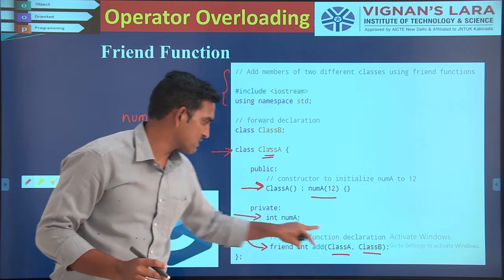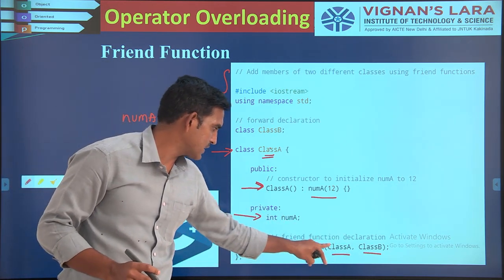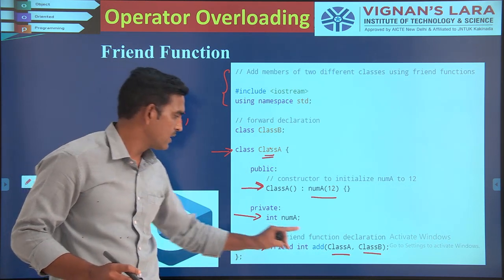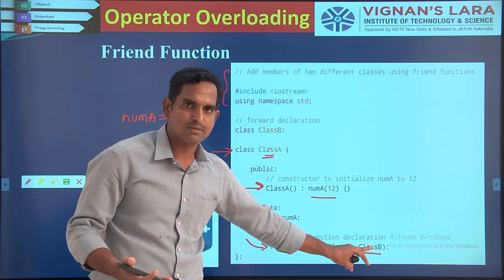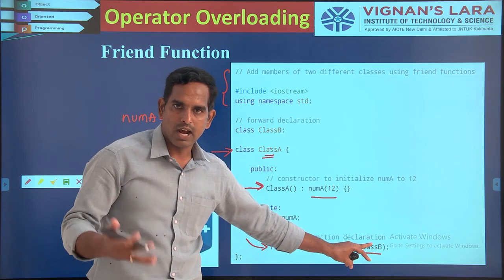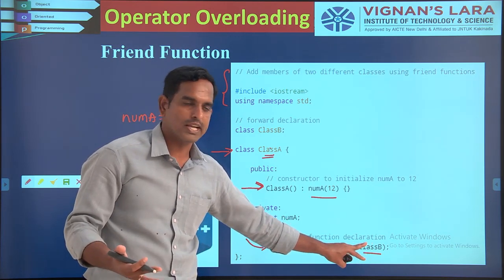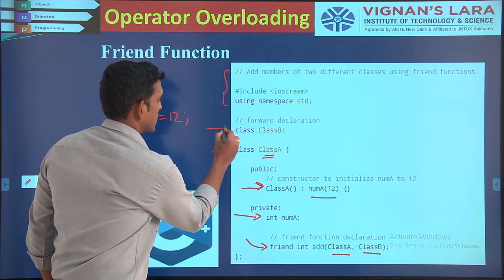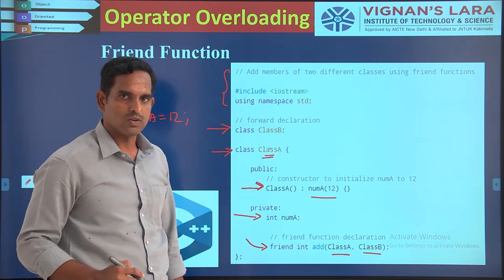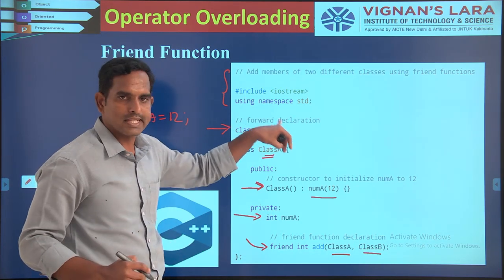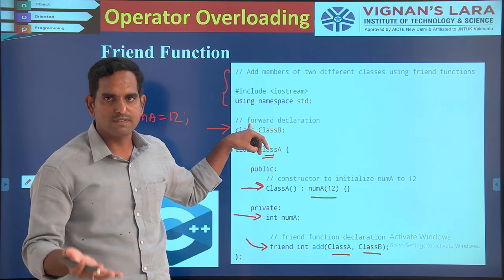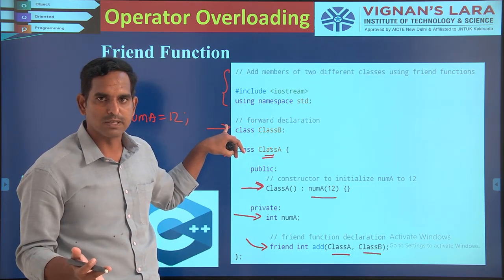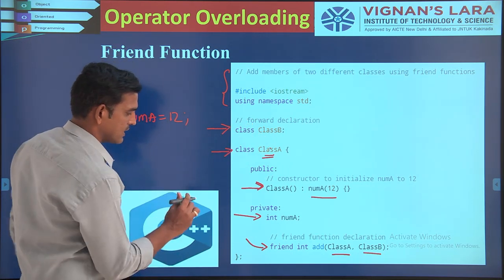When I write the friend function here, I am declaring the class A object, it is fine. But I haven't yet written the class B object. Since I have yet to write the class B object, I will declare the class B before, and after that I will define the class B. I think you can understand this one.